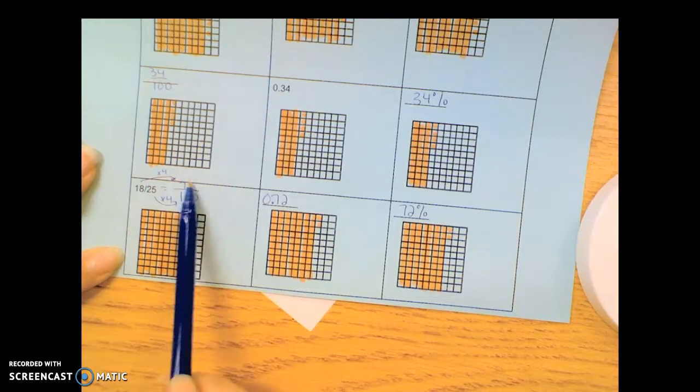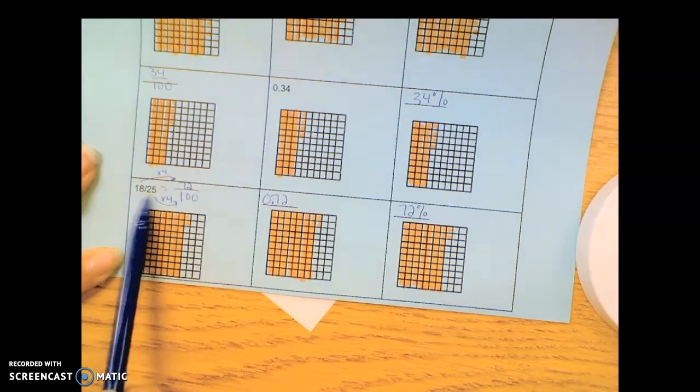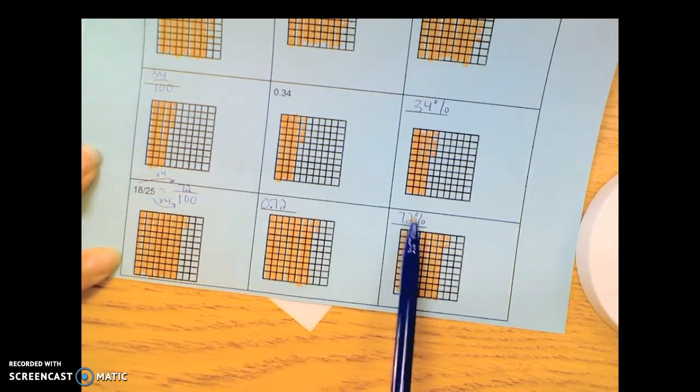So then 72 hundredths, you can also see 18 out of 25, definitely more than half, and close to being all. Then we have 72 hundredths, same amount, and then 72 per 100, 72%.